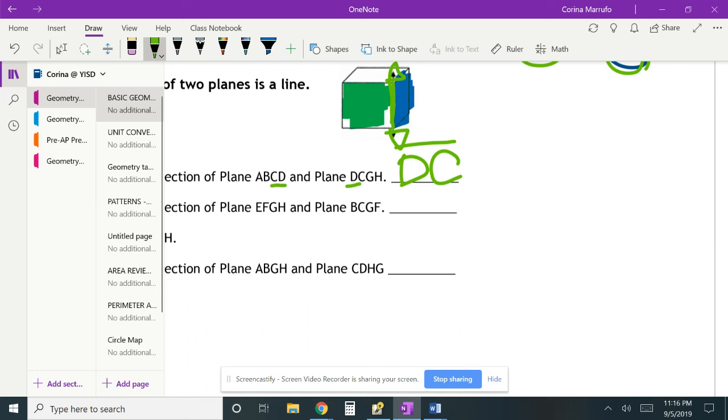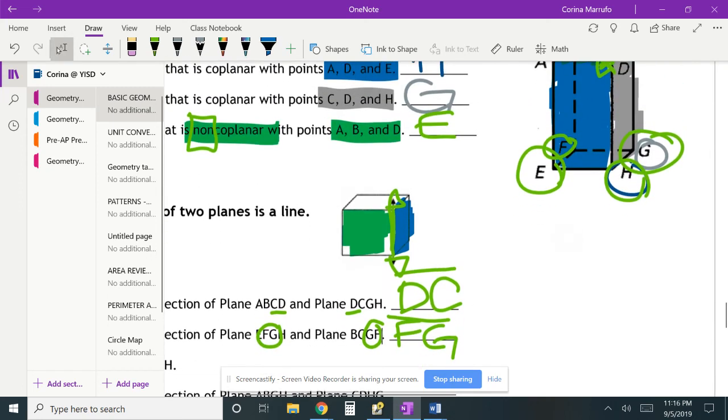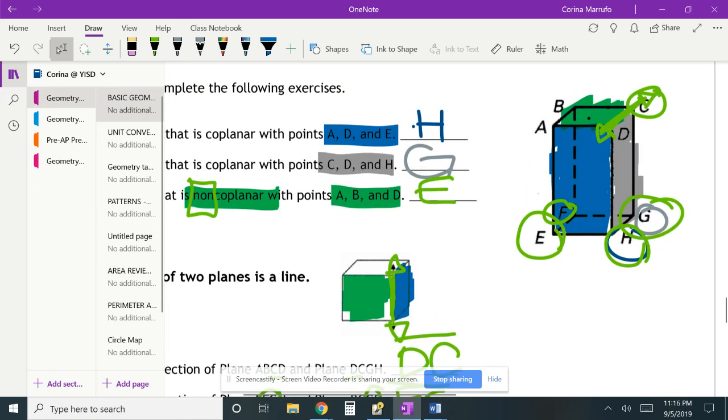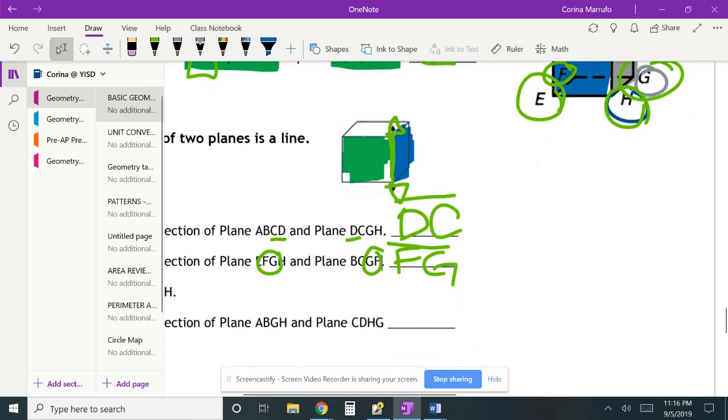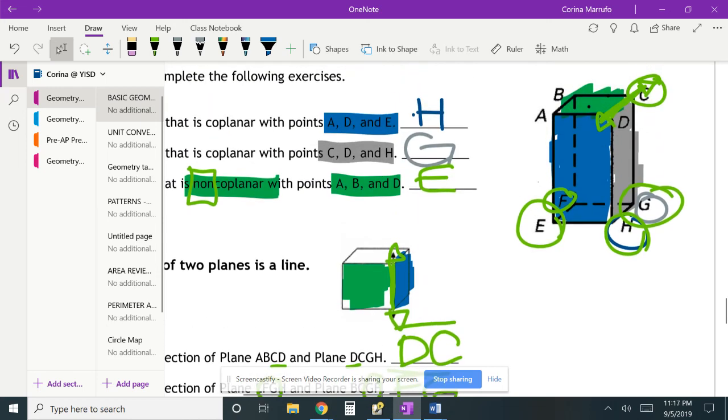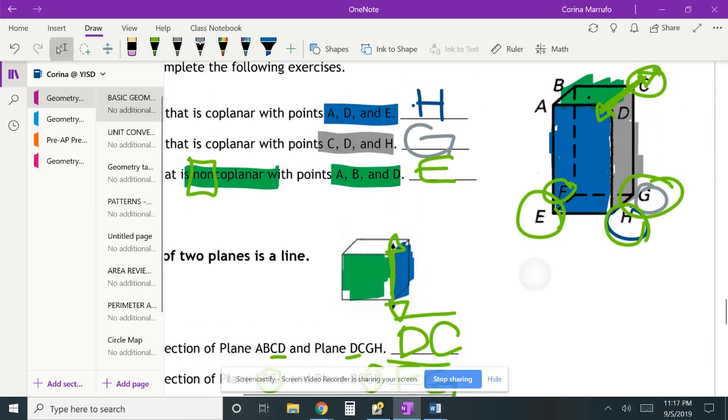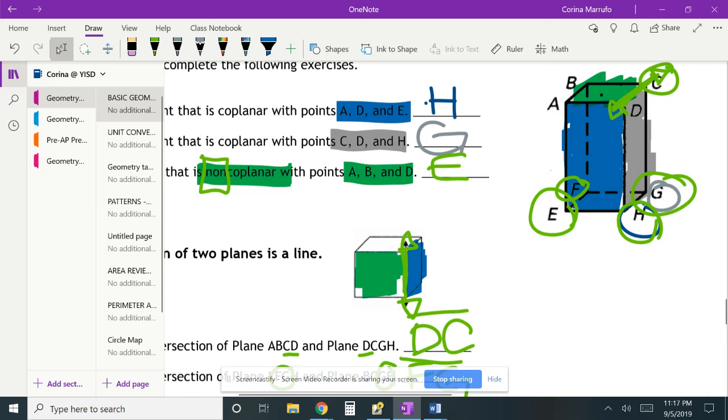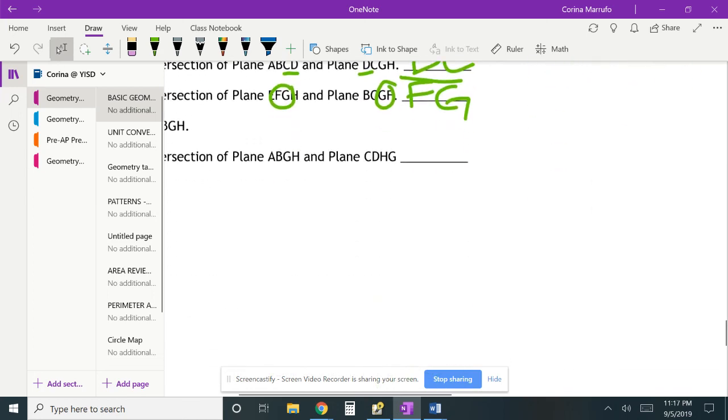So if we look for the intersection of planes EFGH and BCGF, we'll notice that both of them have an F and a G. That means that's going to be the intersection. Now, if you wanted to actually look at the picture, EFGH is a bottom plane, and BCFG is the back plane, and you'll notice that they intersect right about here. And we already wrote the intersection.